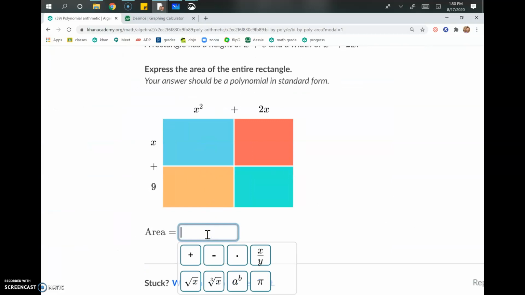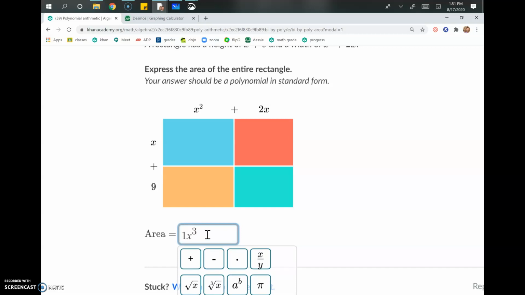Alright. First, top left box: 1 times 1 is 1, x times x squared, x to the third. Cool. Top right box, 2 times 1 is 2, x times x, x squared. Sweet. Bottom left box, 1 times 9 is 9, x squared times just x squared... whoops, plus 9x squared. And bottom right box, 2 times 9 is 18, times x.